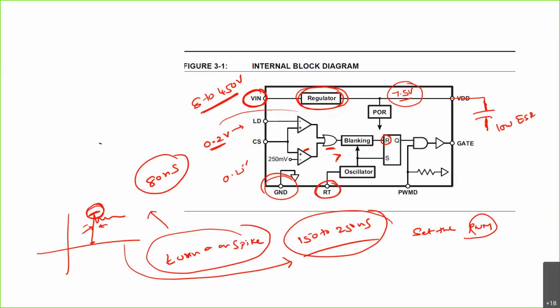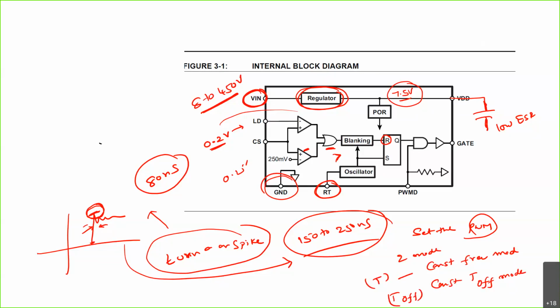It will operate in two different modes. One is the constant frequency mode, and another one is constant T off mode, which means the off period is kept constant. So one is where T is kept constant, another one is where T off is kept constant.